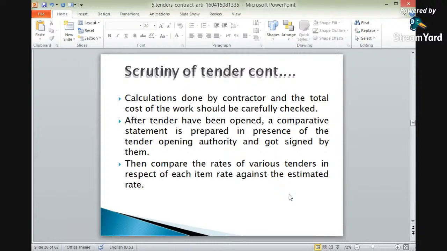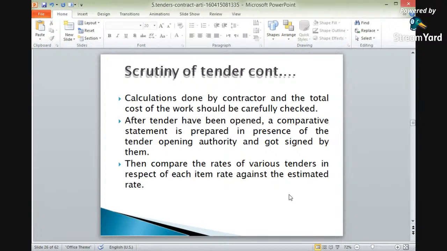Also, after tenders have been opened, a comparative statement is prepared in the presence of the tender opening authorities and signed by the authority. So again, comparative statements play an important role. After opening the tenders, a comparative statement of the different tenderers is to be made, and it is to be signed by the authority.